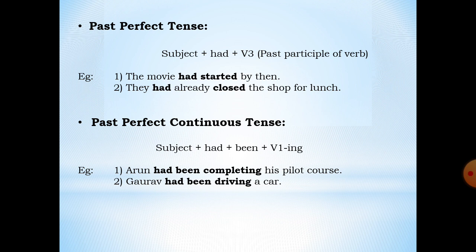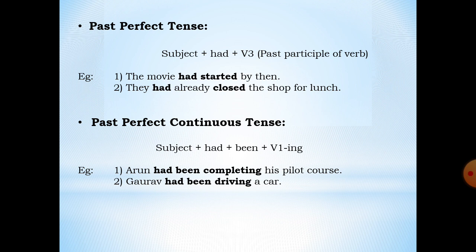Again it is the same: had is past perfect, been driving is continuous. So altogether it's a past perfect continuous tense. The only thing you have to remember is the helping verb. Yes, in present tense the helping verb is am, is, are.